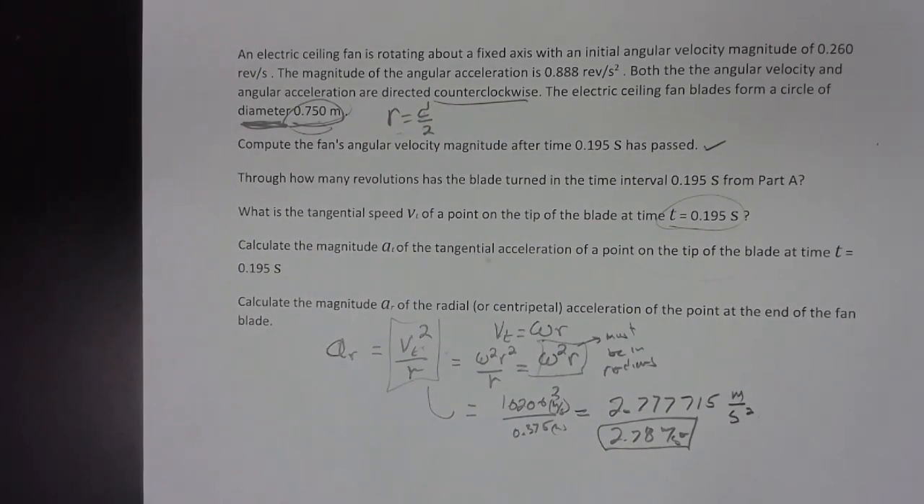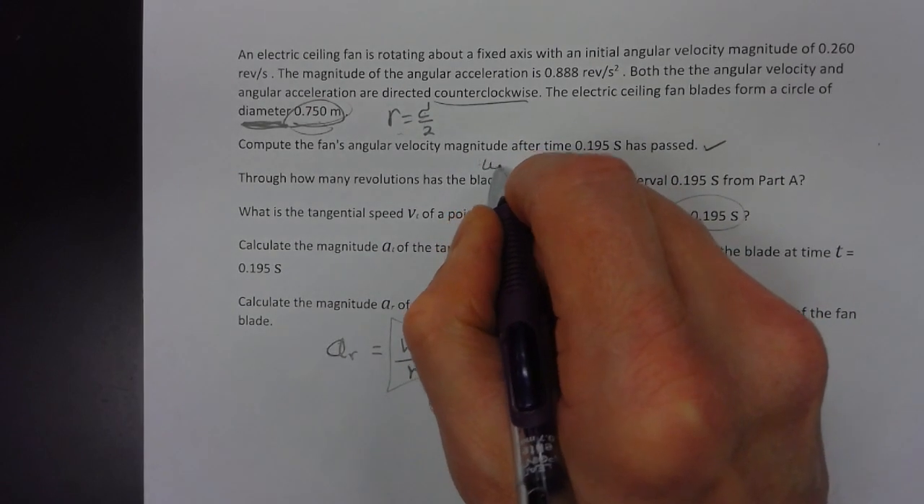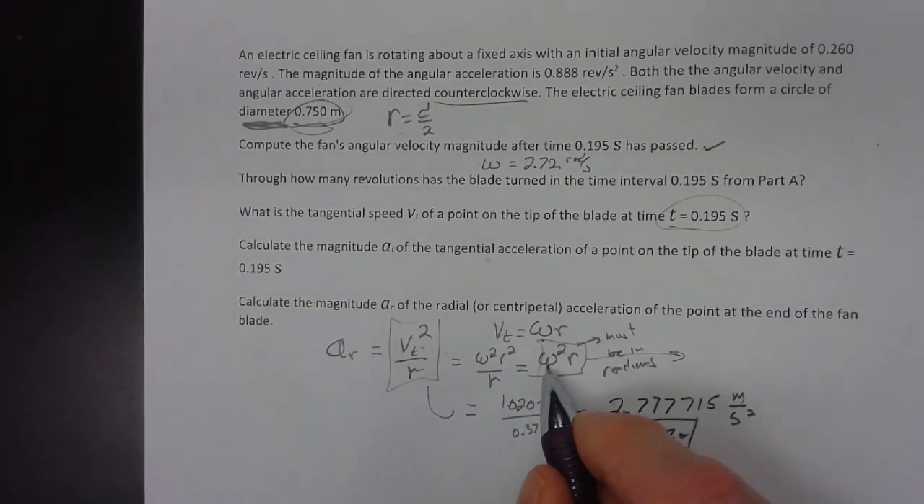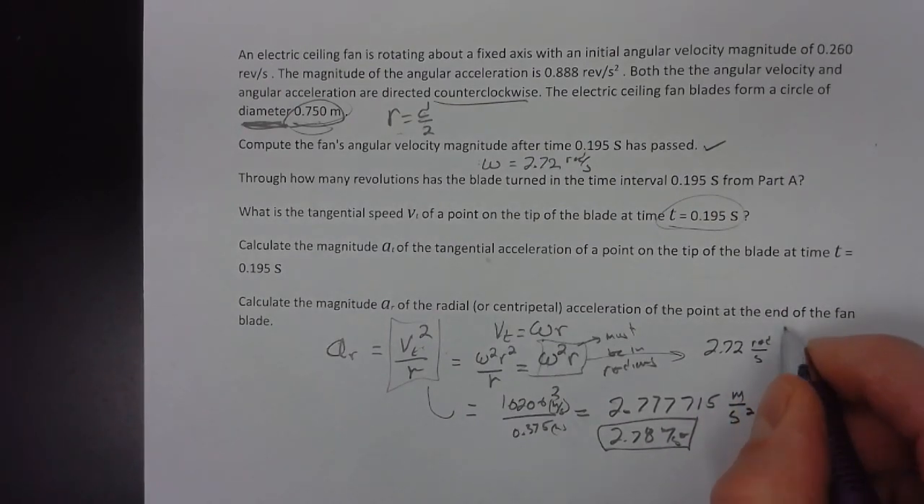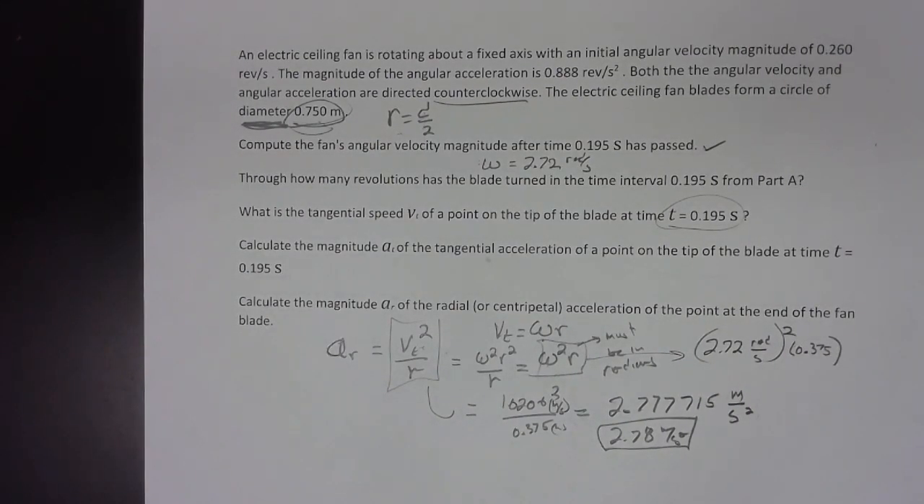That's the radial acceleration. Now what if we did it with the omega? So earlier we found omega to be, up here, 2.72 rads per second. So what if I do that? 2.72 rads per second, and we're going to square that, and then multiply by that 0.375. And I'm actually going to go up and pull in the whole number, not just the 2.72. Square that times 0.375, and look what you get.